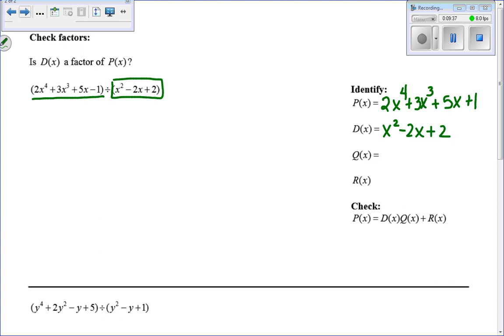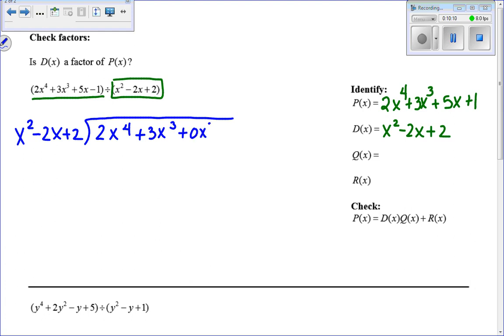You'll notice that your d of x is not a linear factor, so we have to use long division. Okay? So go ahead and set that up. Set it up as well. So you have x squared minus 2x plus 2 on the outside, 2x to the 4th plus 3x cubed. Okay, now you'll notice that the squared term is missing. I think it is very smart to write the 0x squared there so you can keep your work organized. Okay? Alright, first step.